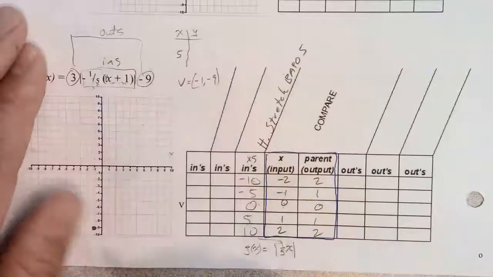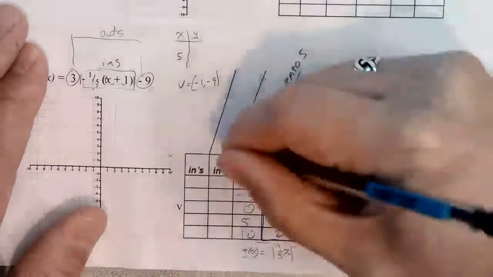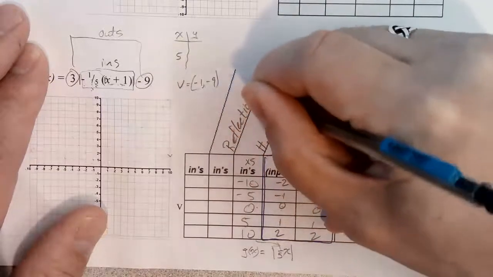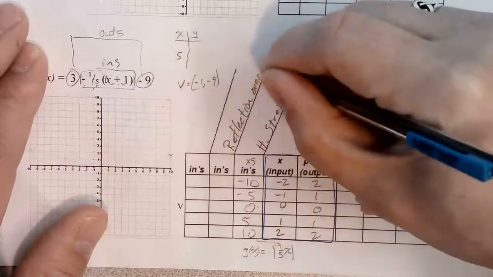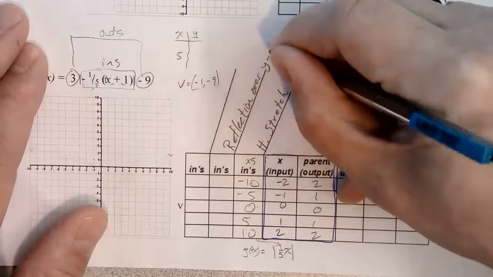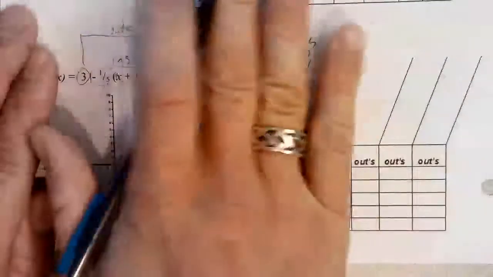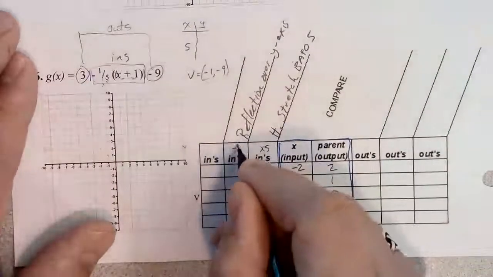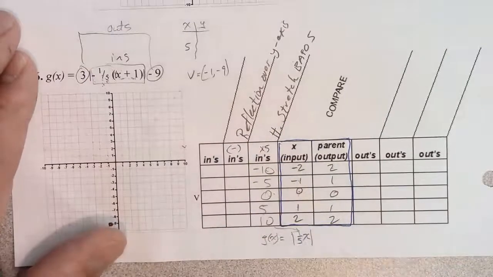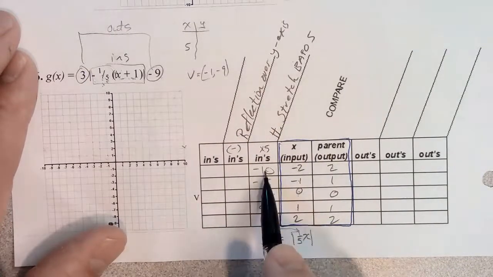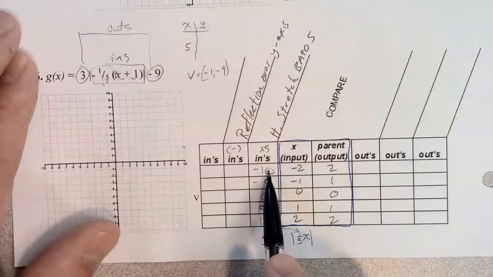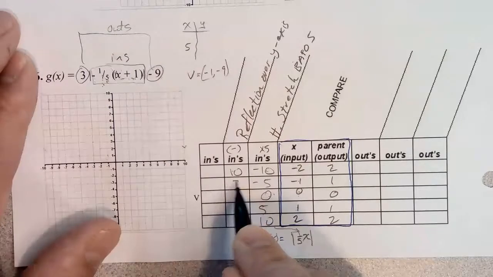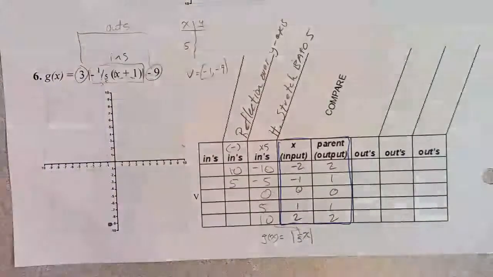What's the negative do? Good. It's a reflection over the y. It's a horizontal reflection, right? So we go this way. Reflect this way, which just means you take each one of your values and change the sign. Okay? So this becomes positive 10. This becomes 5. Go ahead and change all those signs real quick.